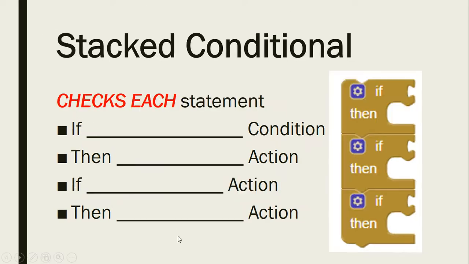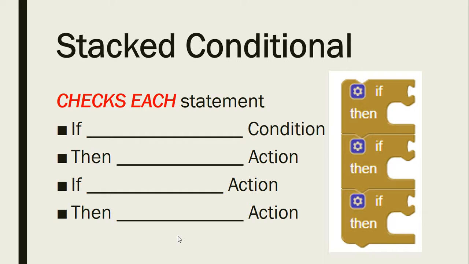All right, the other one is a stacked conditional, and this checks each statement. So even if it's true, it'll do the action. So if this condition is met, then do this action, and if it's true, it'll do that action, but it will then move on to the next one. And so if this condition is true, then do this thing, and if it's true, it will do it. So in this example, it could do the first two, but it'll keep going. It might do all three, as in the picture there on the right from App Inventor. It might not do any of them.